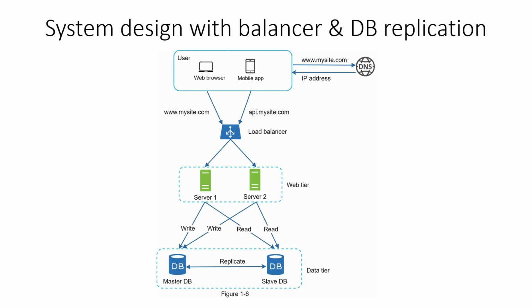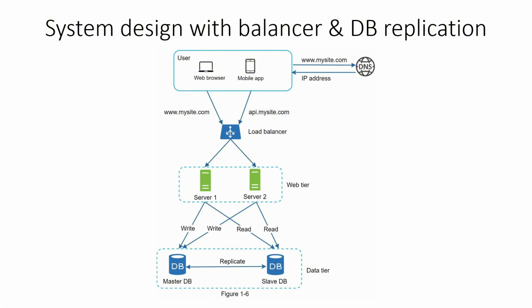Figure 1.6 shows the system design after adding the load balancer and database replication. Let us take a look at the design. A user gets the IP address of the load balancer from DNS. After that, the user connects to the load balancer with this IP address. The HTTP request is routed to either server 1 or server 2.